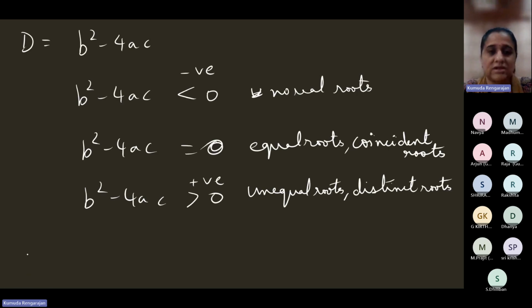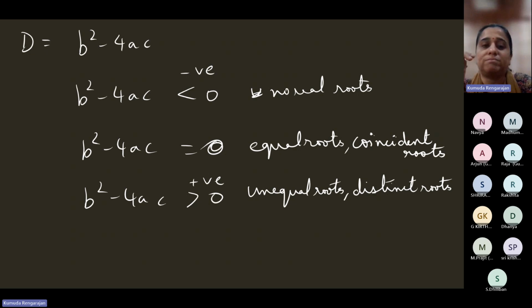The three cases we are going to discuss are these. We're going to see how the parabola behaves in the Cartesian plane when the quadratic equation has no real roots, how the parabola behaves when the equation has two equal roots, and how it looks when the equation has two distinct roots. So these are three different cases.